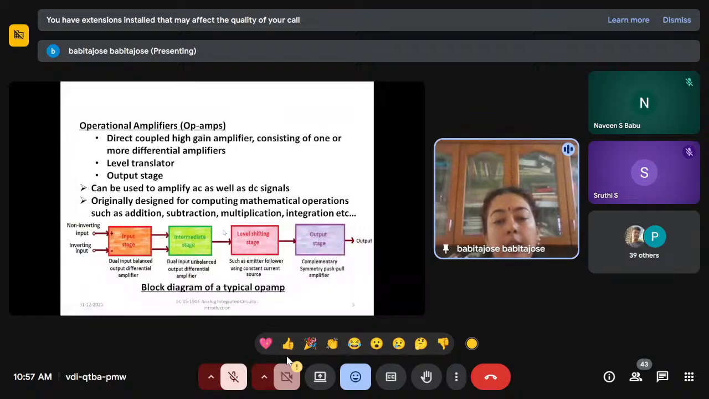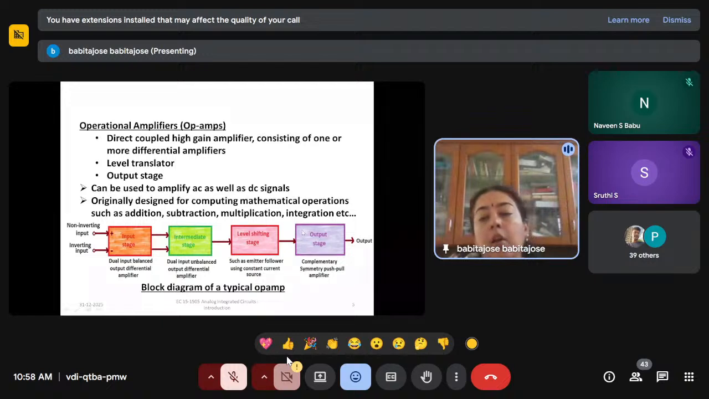After the intermediate stage, since the DC level rises above 0 volt, you have to bring the DC level down to 0. For that, you use a level translator or level shifting stage, which is nothing but an emitter follower using a constant current source, followed by an output stage.